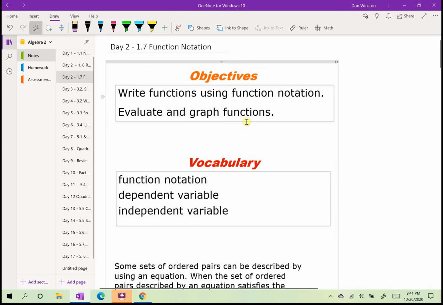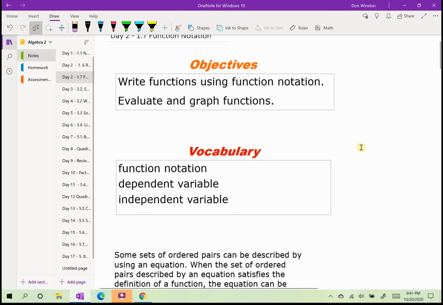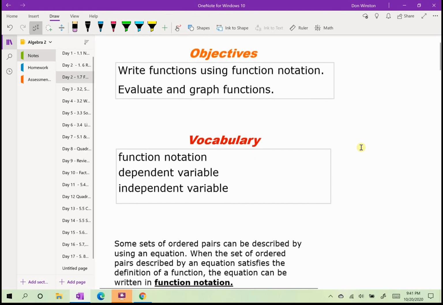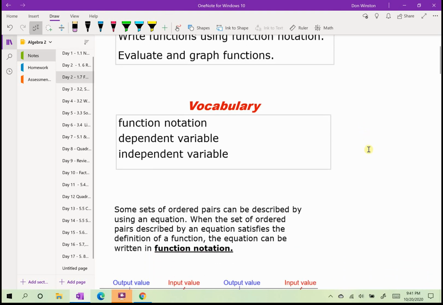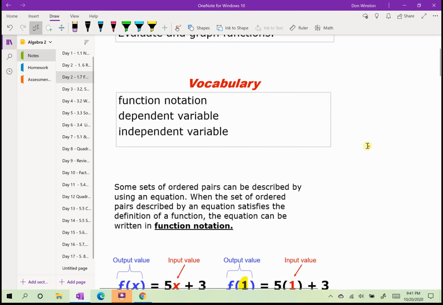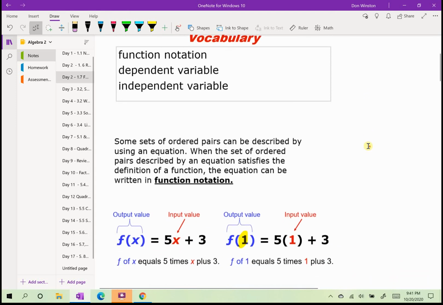Okay, the second part, or the second lesson today, we'll look at function notation, something that we use a whole lot in Algebra 2. You guys may have been introduced to function notation in Algebra 1, but in Algebra 2, we use function notation a lot. Then we'll evaluate graphs of functions. Vocabulary: function notation, dependent variable, and independent variable. I talked about dependent and independent variables before in lesson number 1.